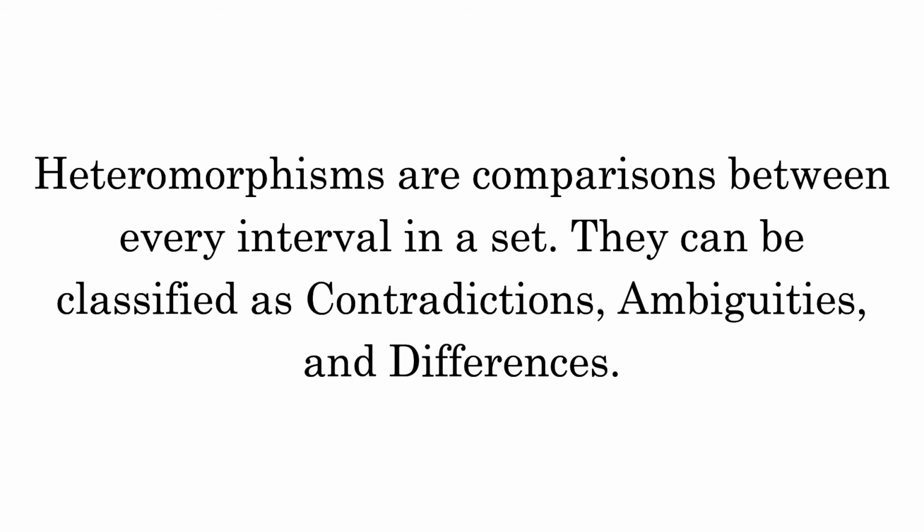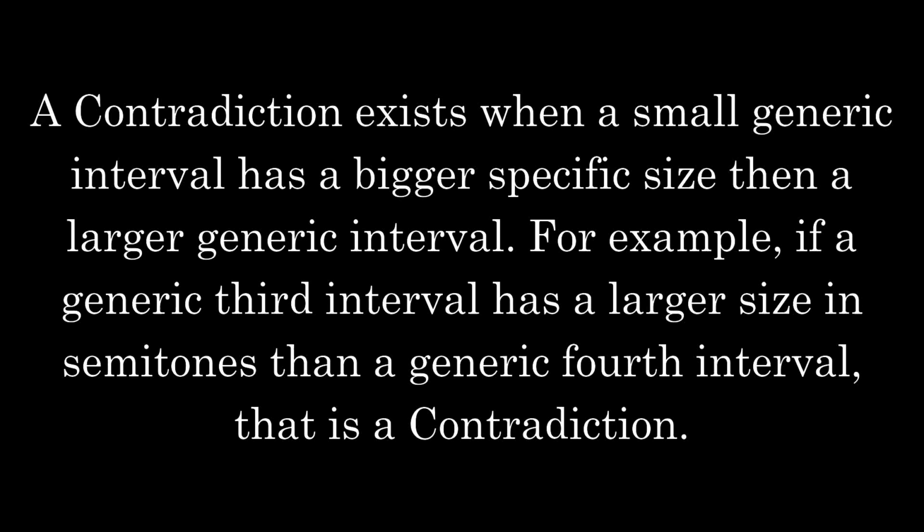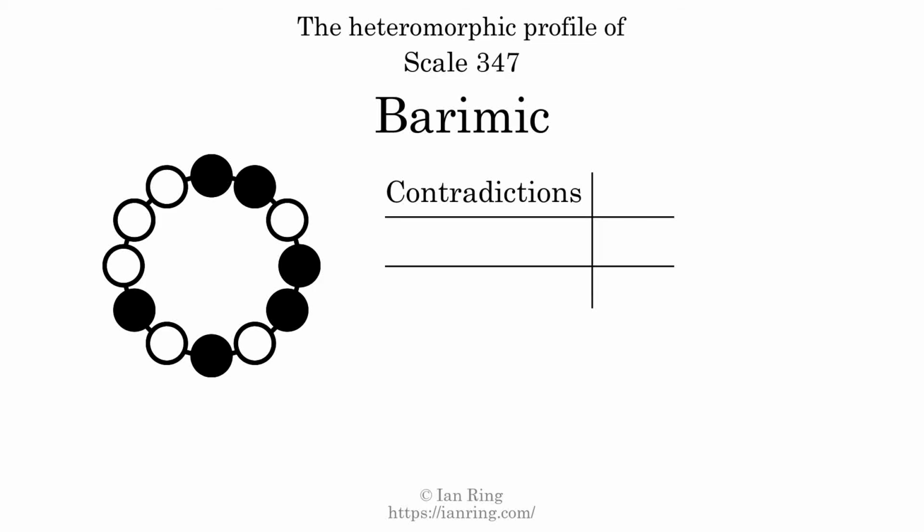They can be classified as contradictions, ambiguities, and differences. A contradiction exists when a small generic interval has a bigger specific size than a larger generic interval. For example, if a generic third interval has a larger size in semitones than a generic fourth interval, that is a contradiction. The number of contradictions in this scale is 14.